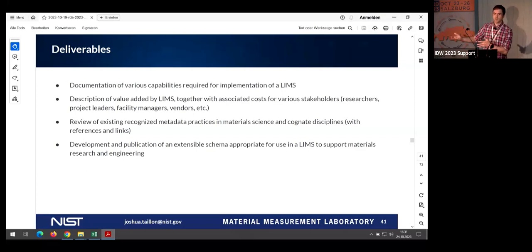And we want to deliver a document that is easily digestible by a material science researcher, not necessarily someone who is embedded in a community like RDA, right? That may not know a lot about metadata to begin with. We want to make this digestible for sort of in-the-trenches materials researchers. And we want to, if possible, develop and publish or recommend an extensible schema that is appropriate for use in LIMS, so that it can facilitate the sharing of information in a LIMS-to-LIMS type structure.